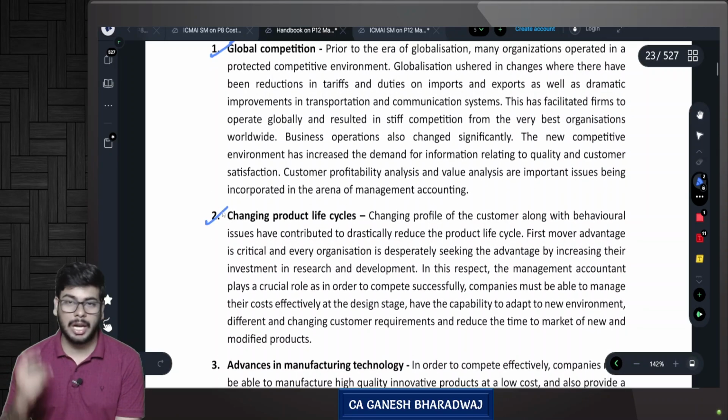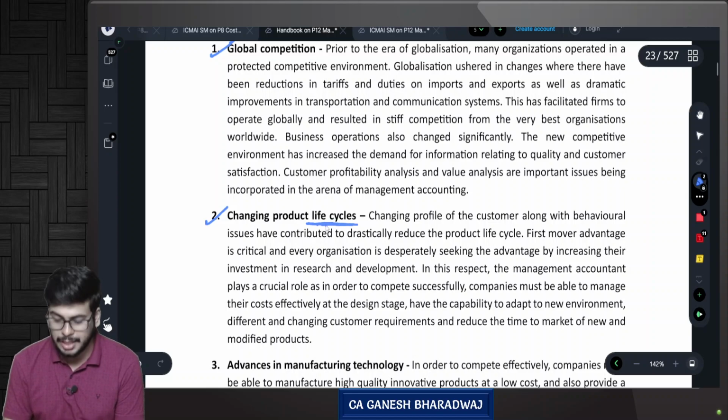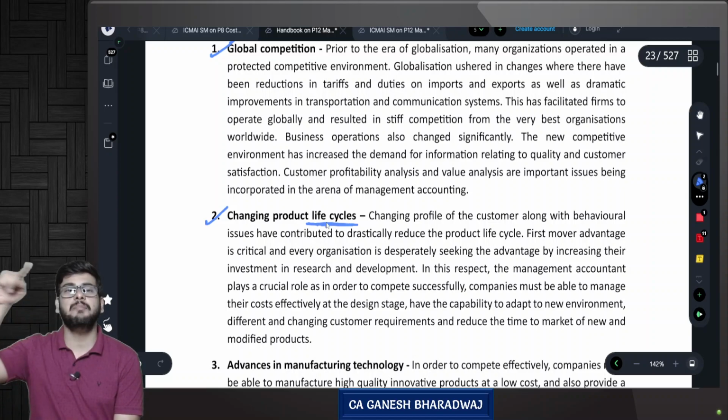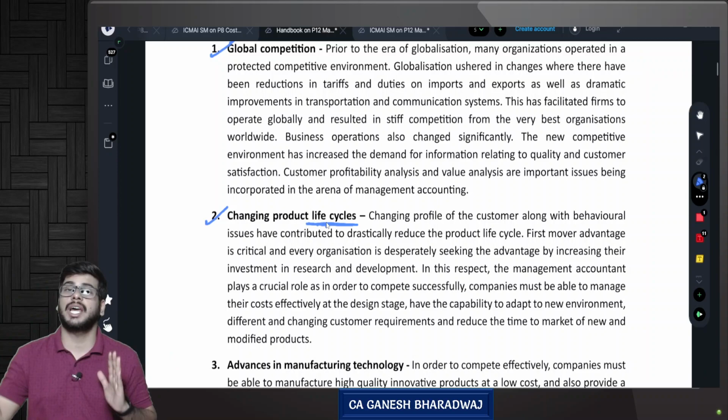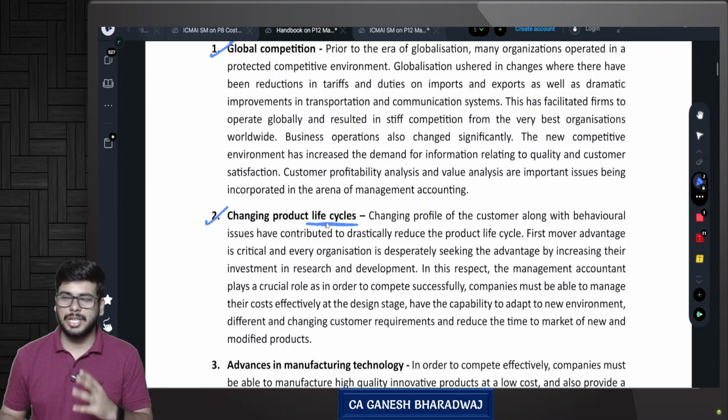Changes in product life cycle. What do you mean by a product life cycle? Every product has a period. It has a tenure. It has a life cycle. Initially, it will be in the growth stage. It will be struggling.